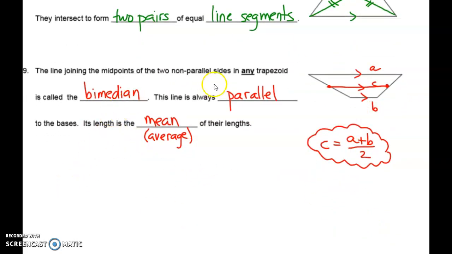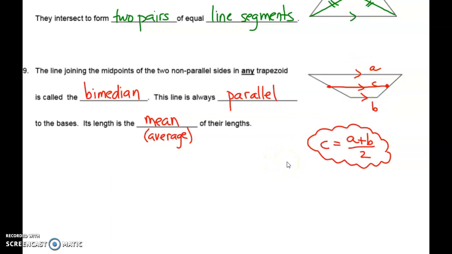Okay, again, taking a trapezoid does not have to be an isosceles trapezoid, any trapezoid at all. If I join the midpoints of the two non-parallel sides, so midpoint, midpoint, connect, what I end up with is a third line, which is called the bimedian, and it will always be parallel to the two parallel sides. So now I have three parallel lines.